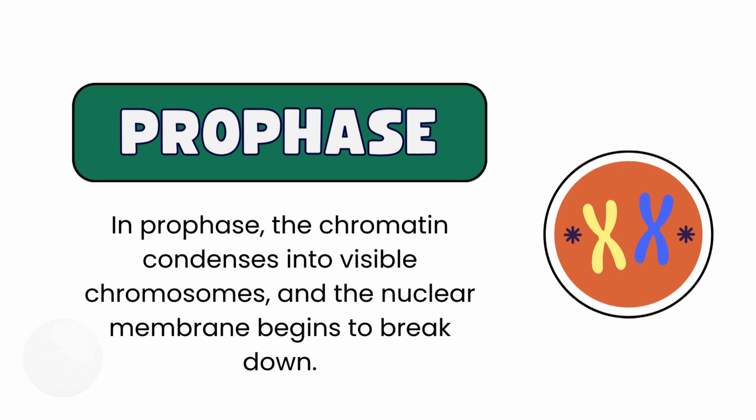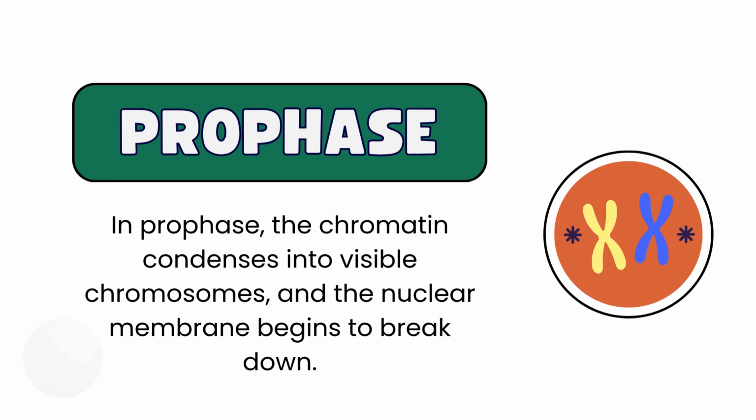Here, the chromatin condenses into visible chromosomes, each consisting of two sister chromatids, connected at a region known as the centromere. Meanwhile, the nuclear envelope starts to break down, signaling that the cell is ready to divide. As prophase progresses, the centrosomes move to opposite poles of the cell, and the spindle fibers begin to form. These fibers will play a critical role in ensuring that each daughter cell receives an identical set of chromosomes.